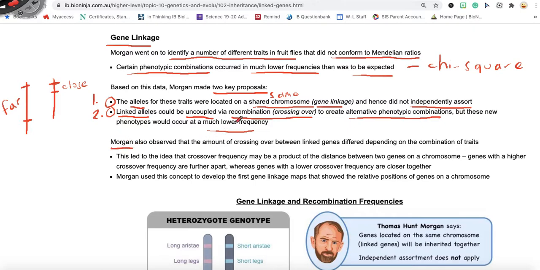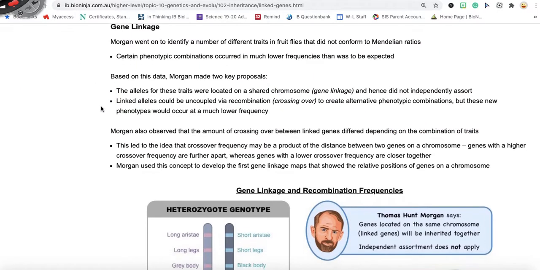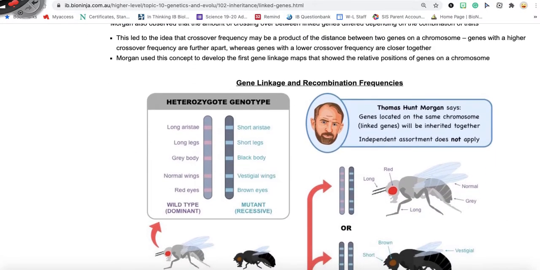So Morgan also observed that the amount of crossing over between linked genes differed depending on the combination of traits. So let's look at this picture here. So this led to the idea that crossover frequency, so recombination, may be a product of the distance between two genes on a chromosome. So this is what I just said. Genes with a higher crossover frequency are further apart, right? Higher crossover frequency are far apart. Genes with lower crossover frequency are closer together.